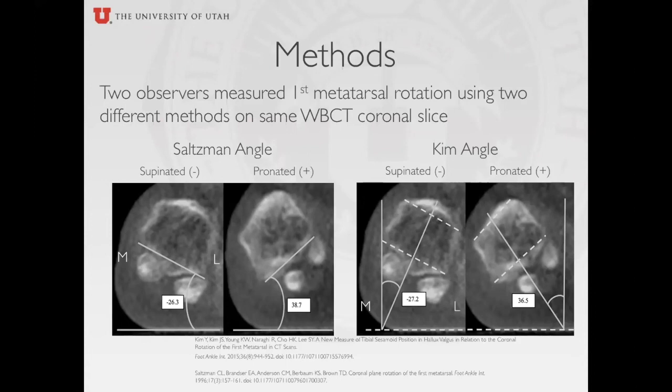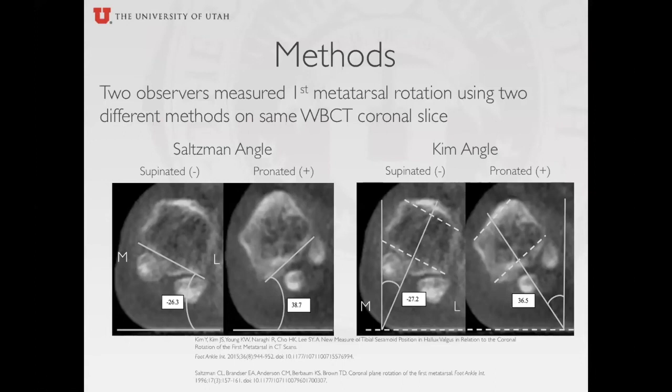So for the Saltzman angle, you create one line that's parallel to the floor, and then a second line that is tangent to your medial and lateral sulci on the bottom of your first metatarsal head, where the medial and lateral sesamoids would sit. The angle that's created between them is your Saltzman angle. If the first ray was in pronation, that was termed a positive value, and supination was a negative value.